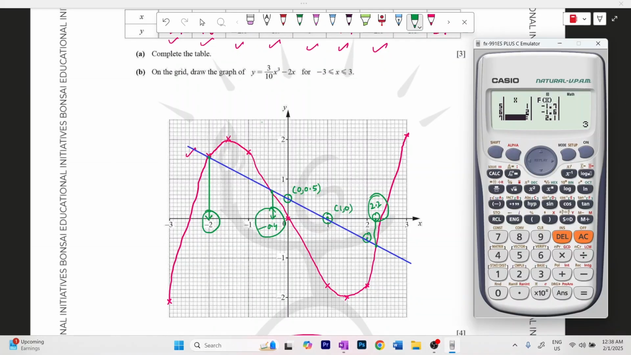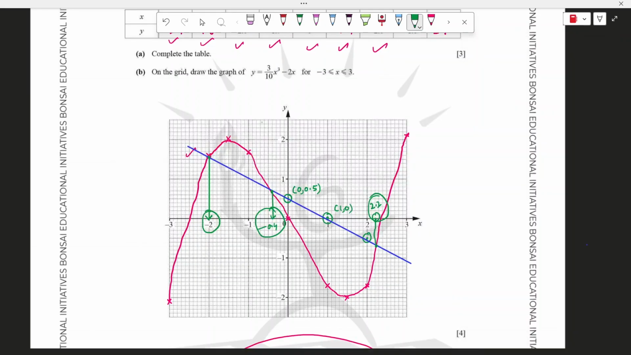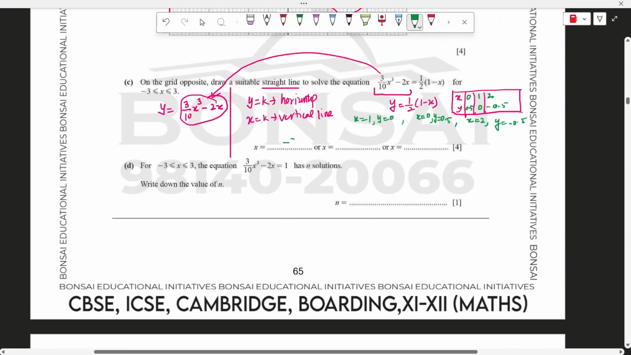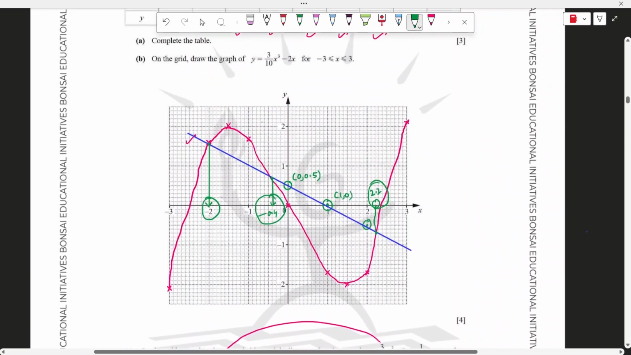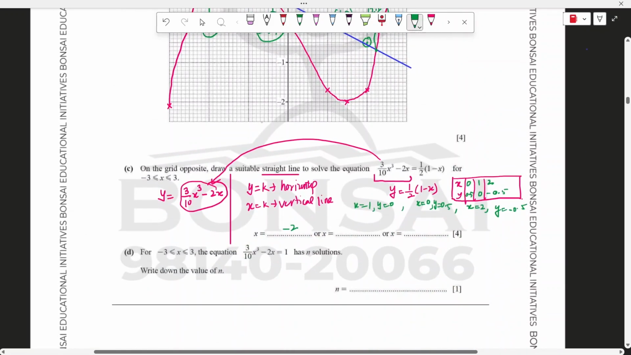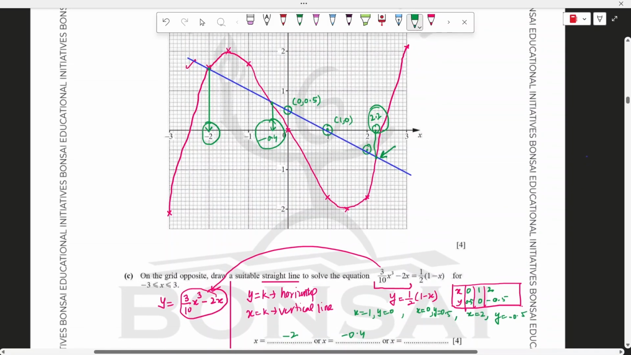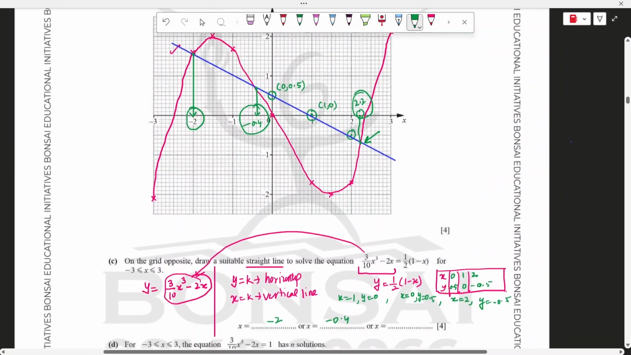Let us see how it works. This is minus 2, and moreover it is minus 0.4, and further the line is intersecting here, and this is 2.2.